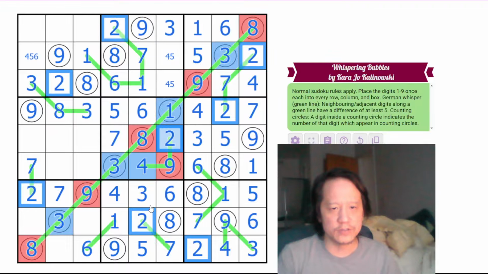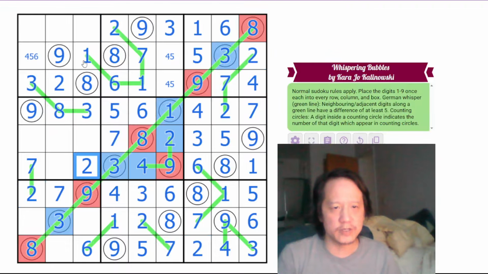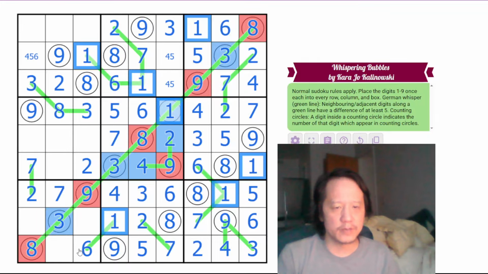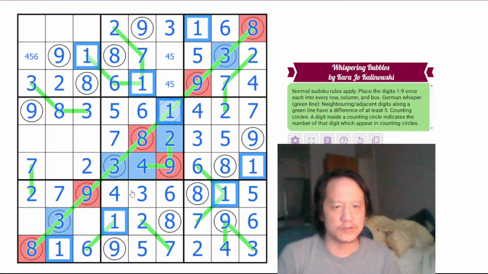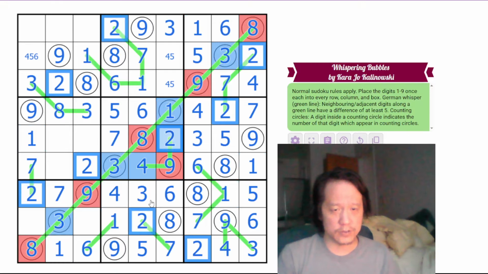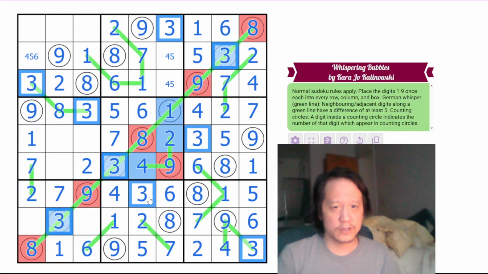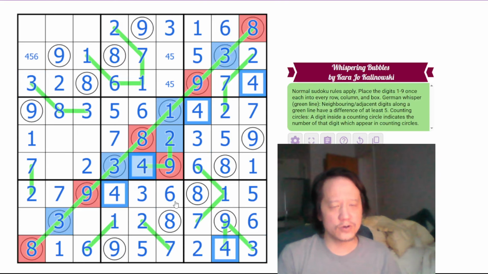We have 8 2s. We know where the last 2 is. It has to be here. How about 1s? In box 7, 1 cannot be here, so 1 has to be here, which gives us 8 1s. We know where the last one has to be. It has to be there. So that's 9 1s now. 2s are done. 3s are done, I believe.